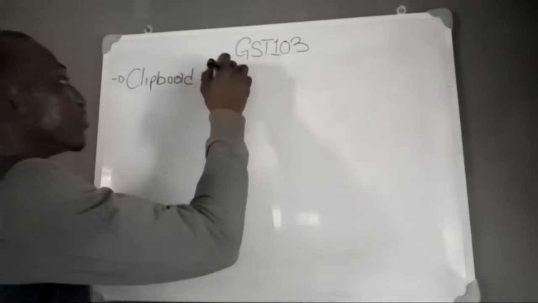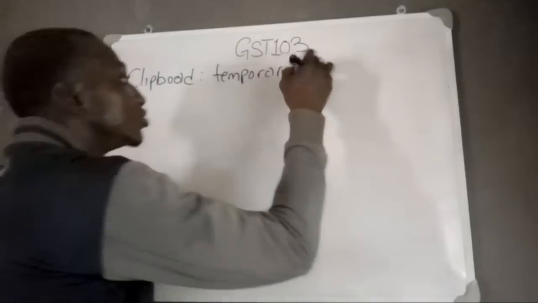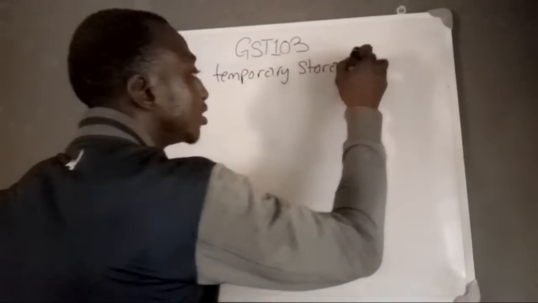So we have something called the clipboard. Now, this clipboard is referred to as a temporary storage area. It's referred to as a temporary storage area when you copy and move text.